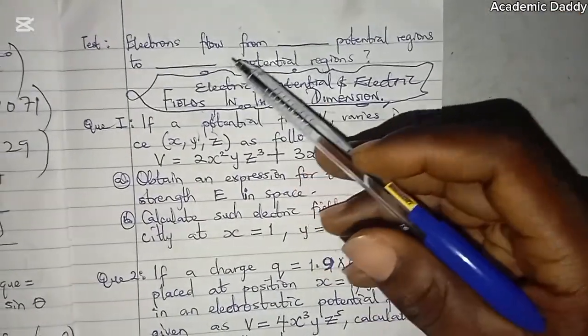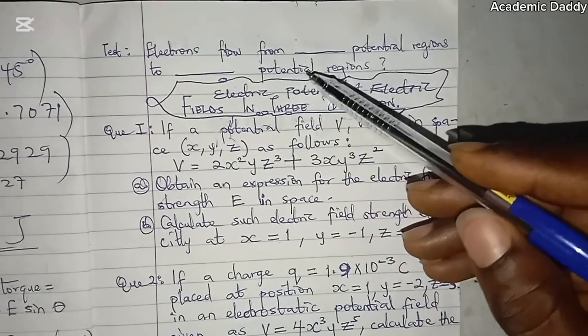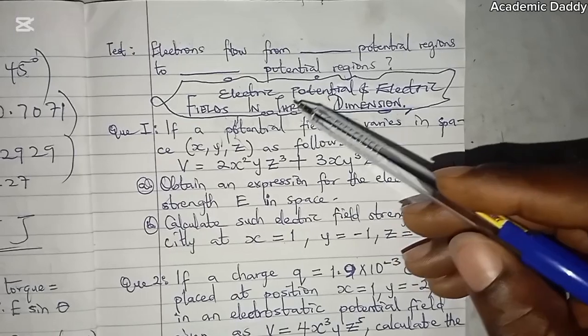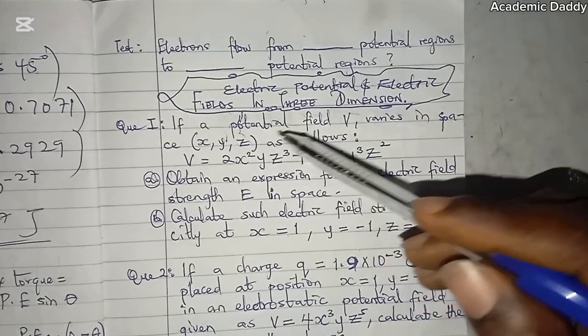The question here says electrons flow from... the answer is higher potential regions to lower potential regions. So we'll move to electric potential and electric fields in three dimensions. The first question we are going to solve is this.